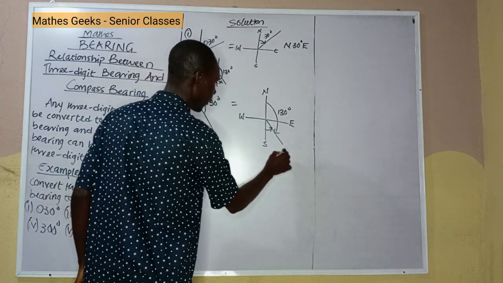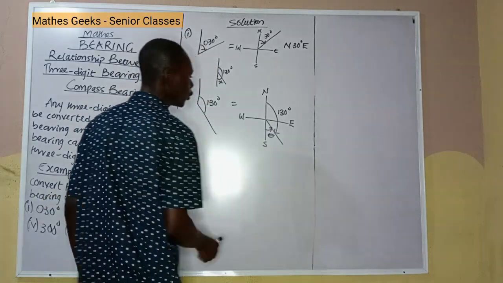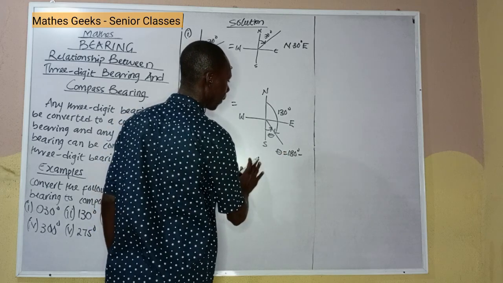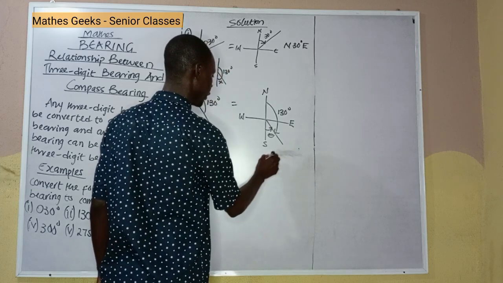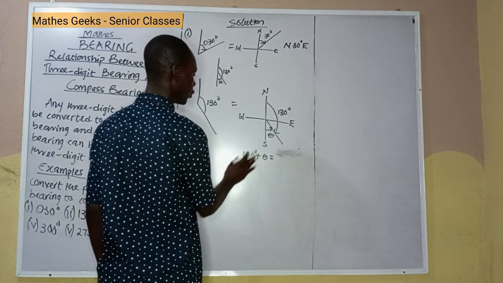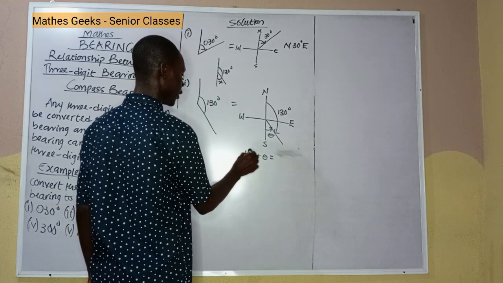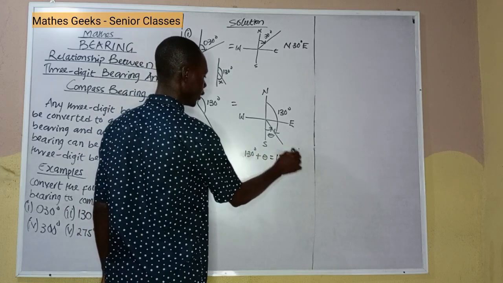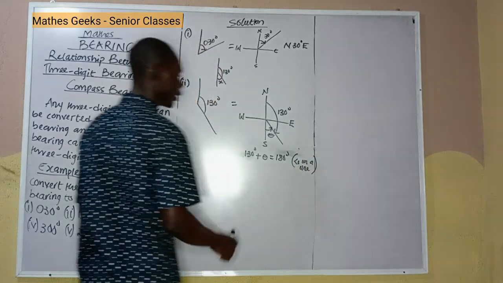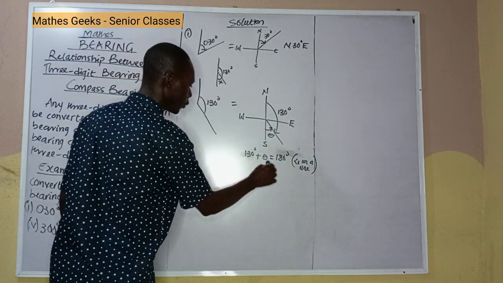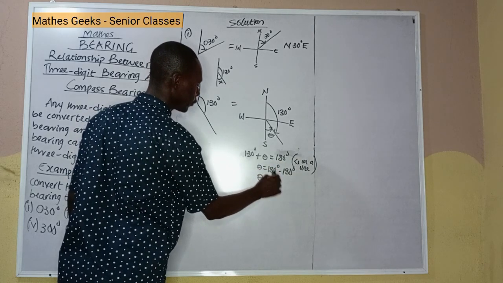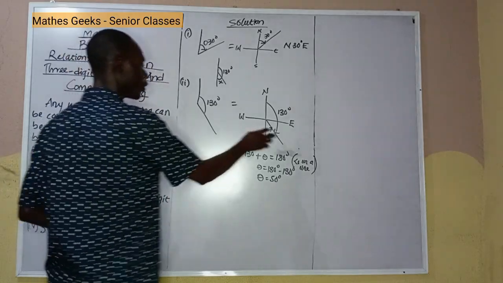So let's say here is theta. 130 degrees plus theta is equal to 180 degrees. What's the reason? Angles on a line, that's the reason. So theta is equal to 180 degrees minus 130 degrees. So theta is equal to what? 50 degrees. So this angle here is 50 degrees.